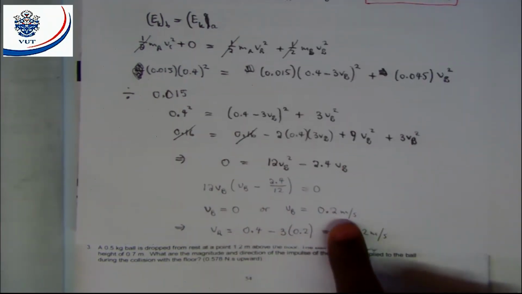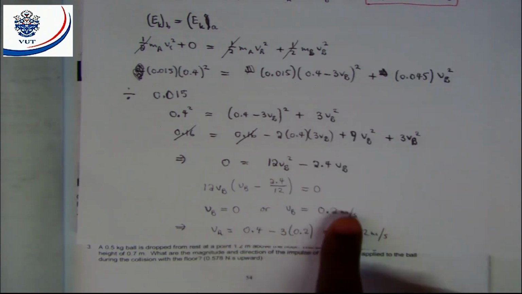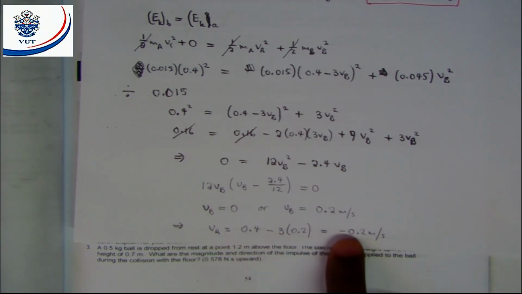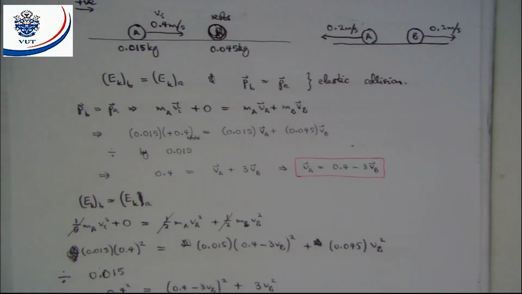So 0 is when B is stationary, and 0.2 is the final answer, which is positive. Substituting 0.2 in this equation, we get negative 0.2, which means A is moving in the opposite direction to the way it came in. So that's how you solve the problem.